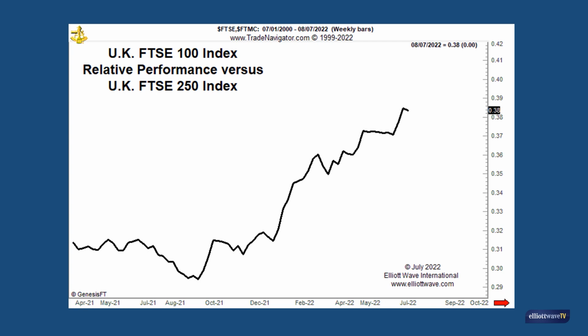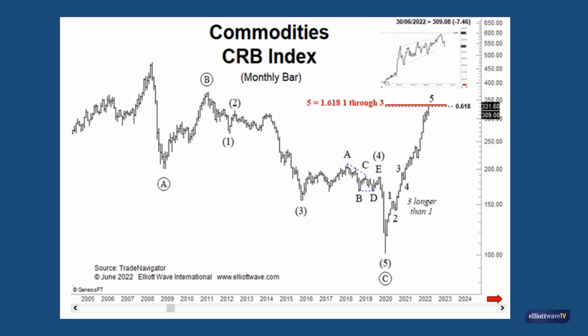the past year. The FTSE-100 is weighted towards commodity-linked stocks, and so it's interesting that the outperformance has coincided with a raging bull market in commodities. This chart of the CRB index shows the incredible surge in commodities since 2020.